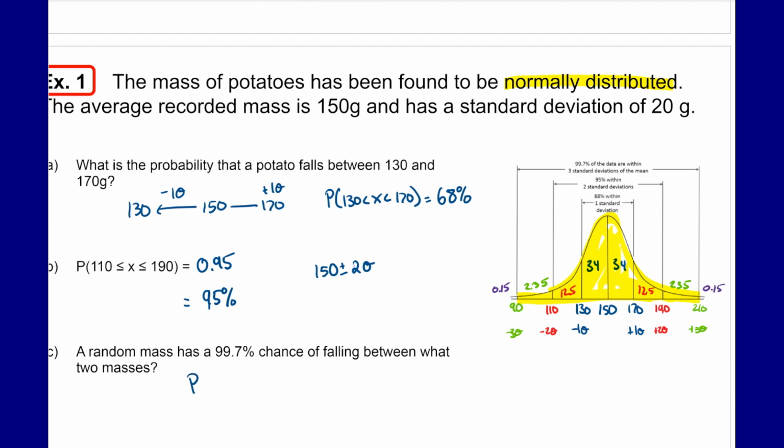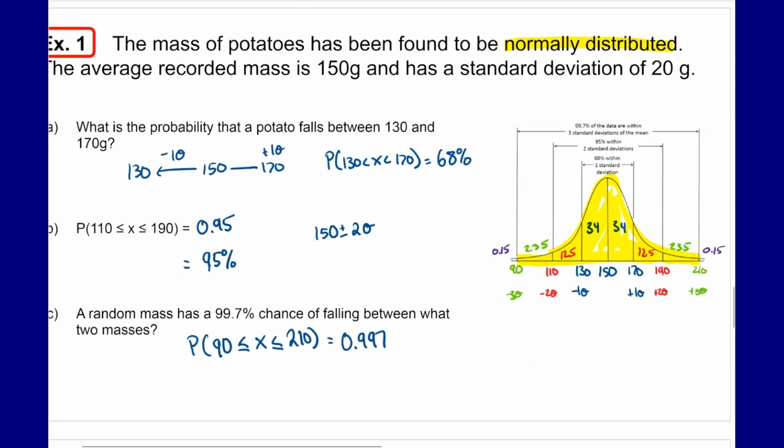Right, so the probability of it falling between, we have our low end 90. We say less than or equal to, again, doesn't really matter because the equal to doesn't change anything. So anywhere falling between 90 and 110, there will be a probability of 99.7 or 0.997, because we're looking at basically 150 plus or minus 3 standard deviations for 99.7% chance. So that's really how we use the rule.